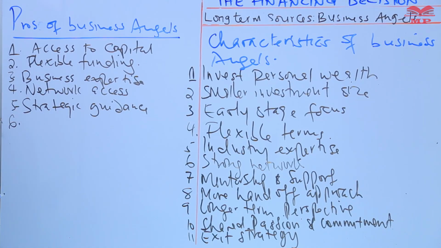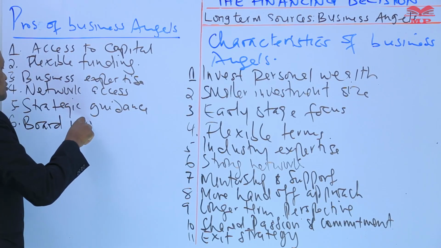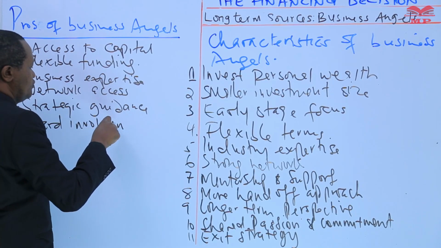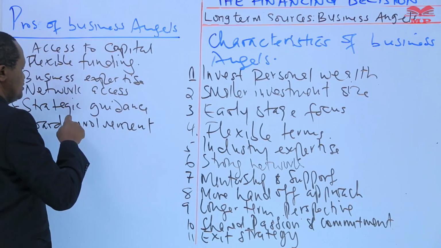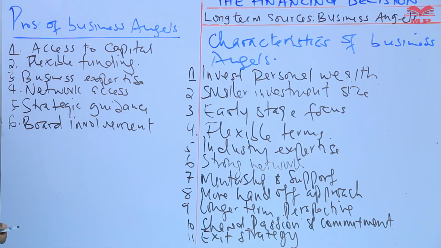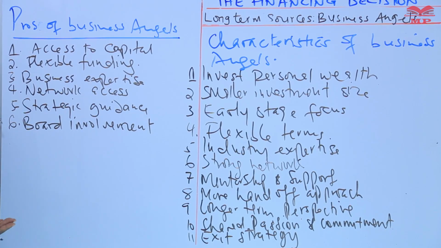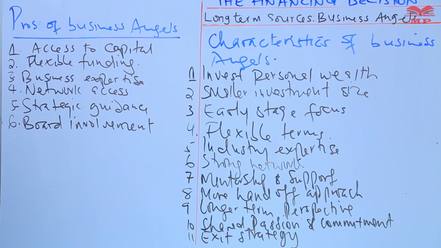Number 6, board involvement. They may sit on the board and participate as board directors, thereby providing strategic oversight and guidance from within the company. They may sit on the board, and that will help them provide strategic direction to the company.